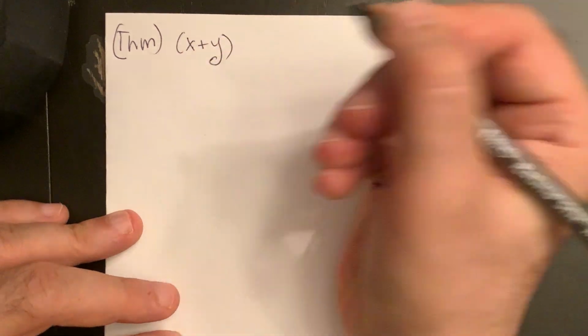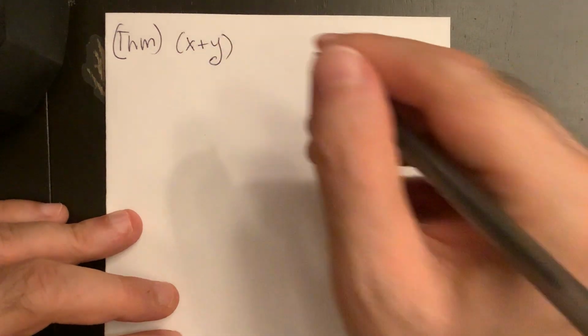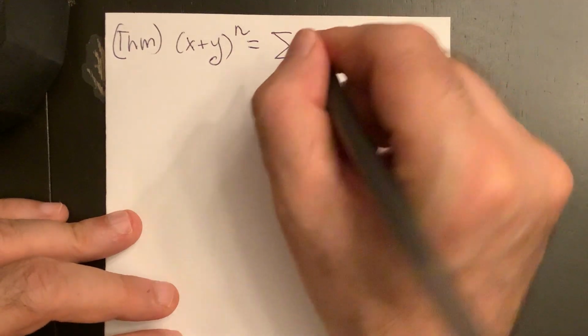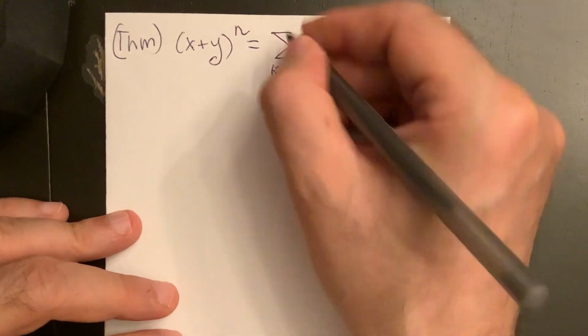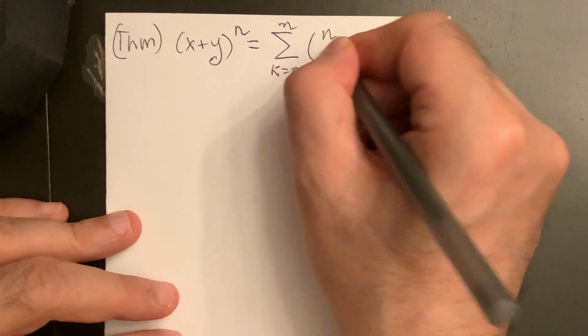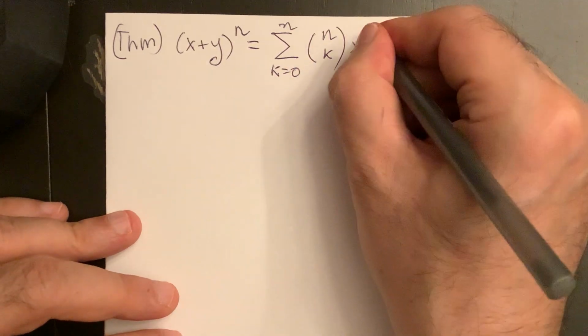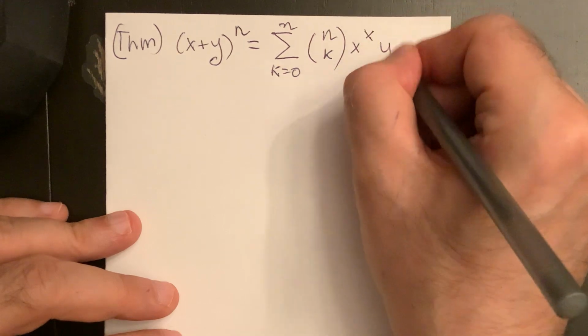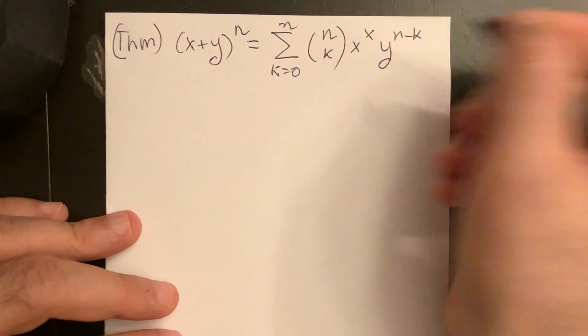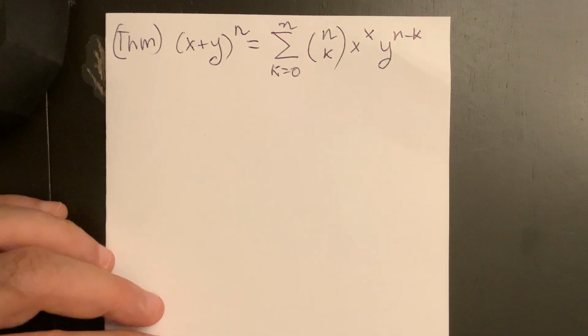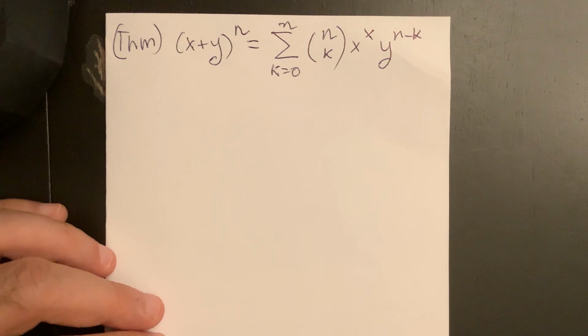Okay, so theorem. If I have a binomial in algebra, x plus y to the nth power, then I can express it this way, as the sum k equals 0 to n, n choose k, x to the k, I guess, y to the n minus k. It doesn't matter. You could do it either way.